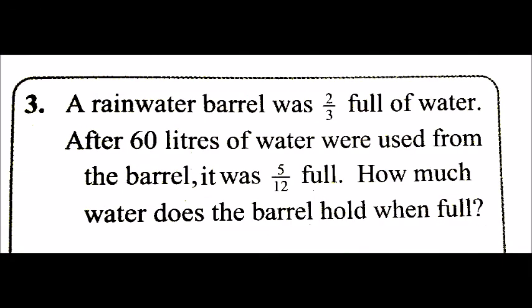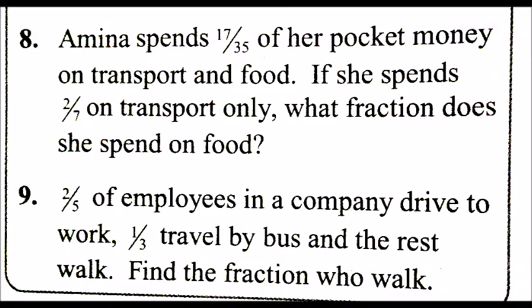3. A rainwater barrel was 2 over 3 full of water. After 60 liters of water were used from the barrel, it was 5 over 12 full. How much water does the barrel hold when full? Then, 3. Amina spends 17 over 35 of her pocket money on transport and food. If she spends 2 over 7 on transport only, what fraction does she spend on food?